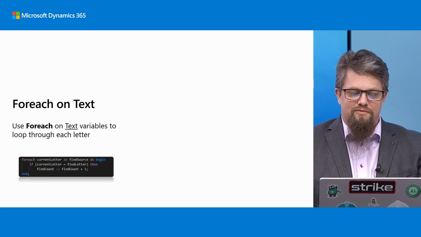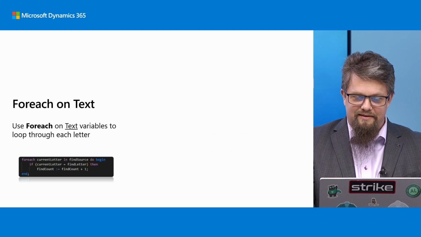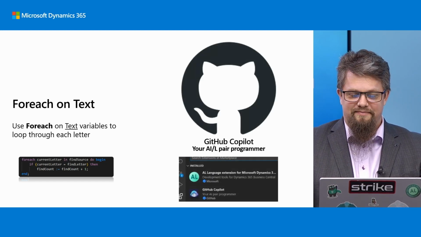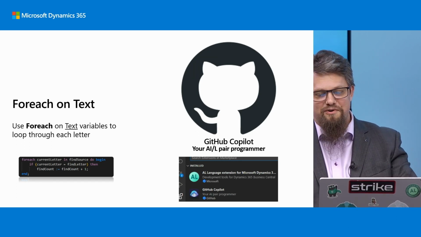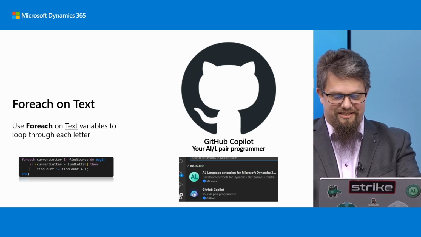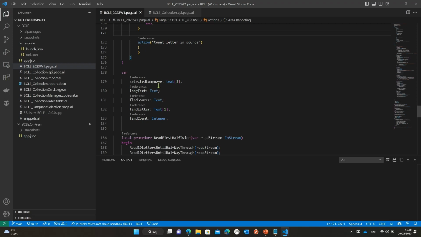And to do a demo, I will introduce a friend of mine, the GitHub Copilot, your AI, or maybe in this case, my AL pair programmer. So let's see how that works. Here I have Visual Studio Code, and as you can see down here on the right side, I have activated Copilot. So now we should be able to write some code. I have an action here to count letters in source. Let's try and make a function for that.